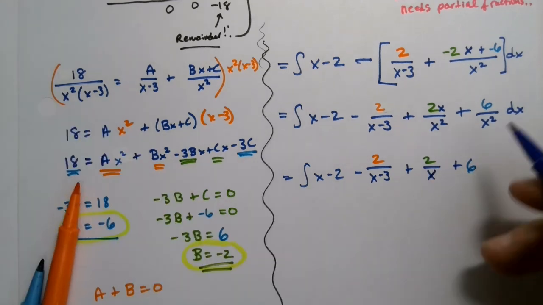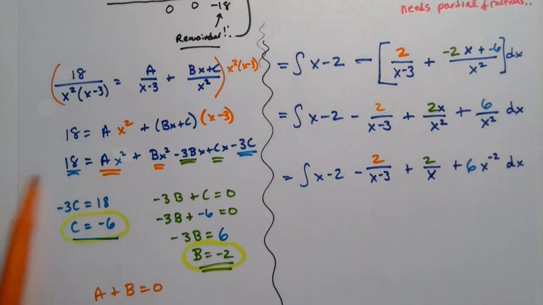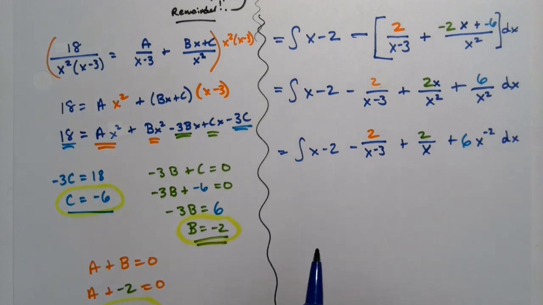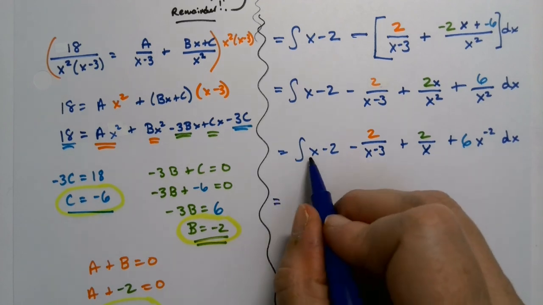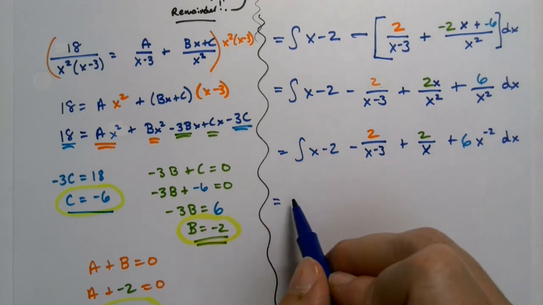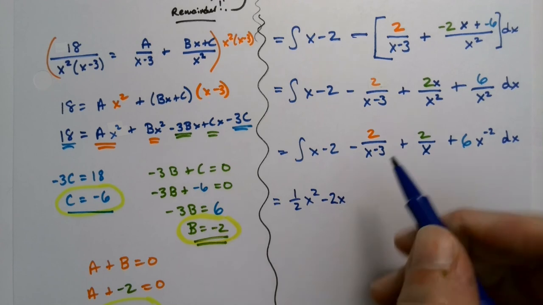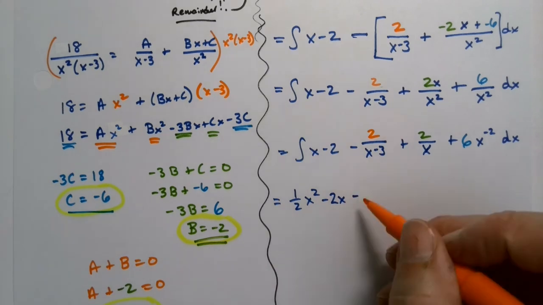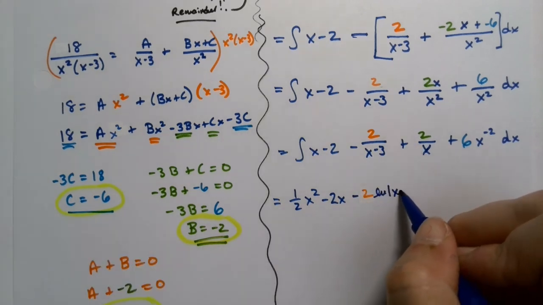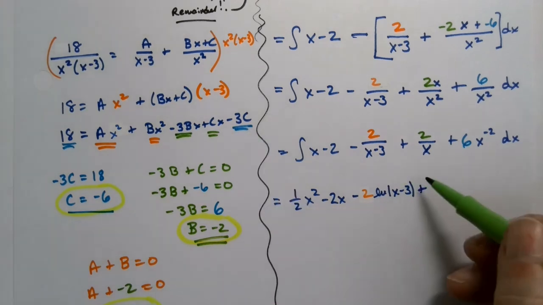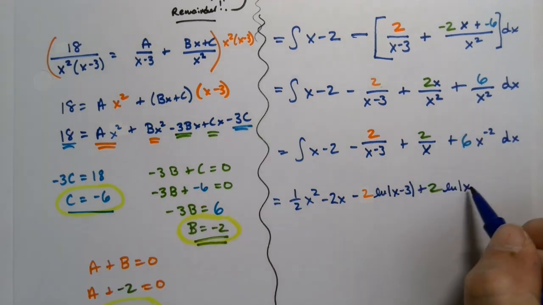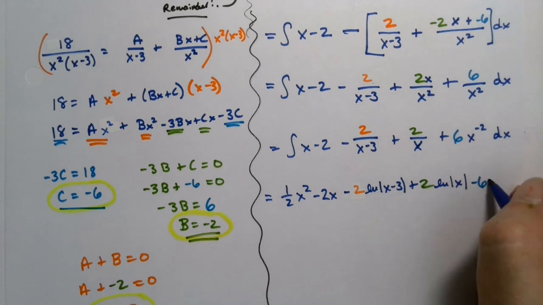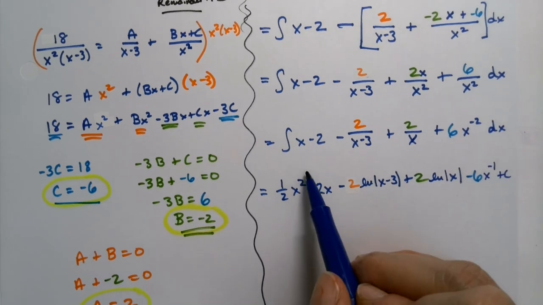And thinking about what I have to do, I'm going to write that as x to the negative 2 because I'm going to have to integrate it. These two integrate with natural log. That one actually needs adding to the power. That's a power rule one. All right, so now let's just do this. The integral of x is 1/2 x squared, minus 2x, minus 2 natural log absolute value of x minus 3, plus 2 natural log absolute value of x, and then minus 6 x to the negative 1 plus c. And there it is.